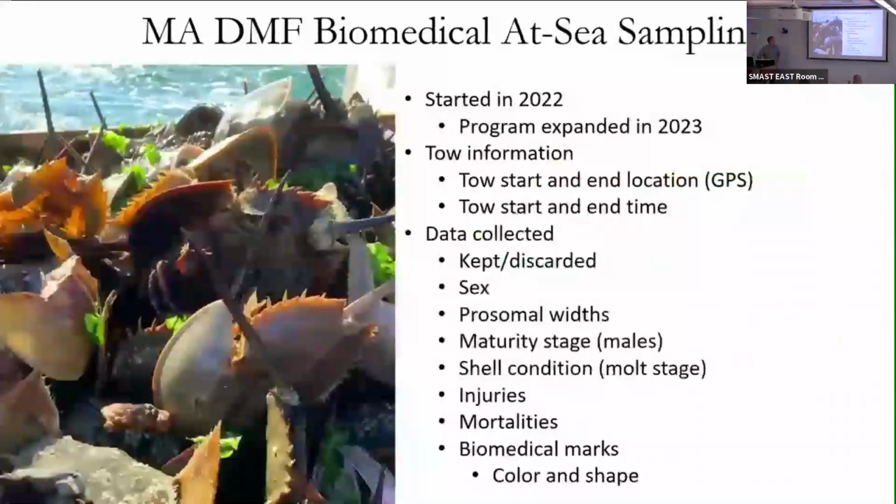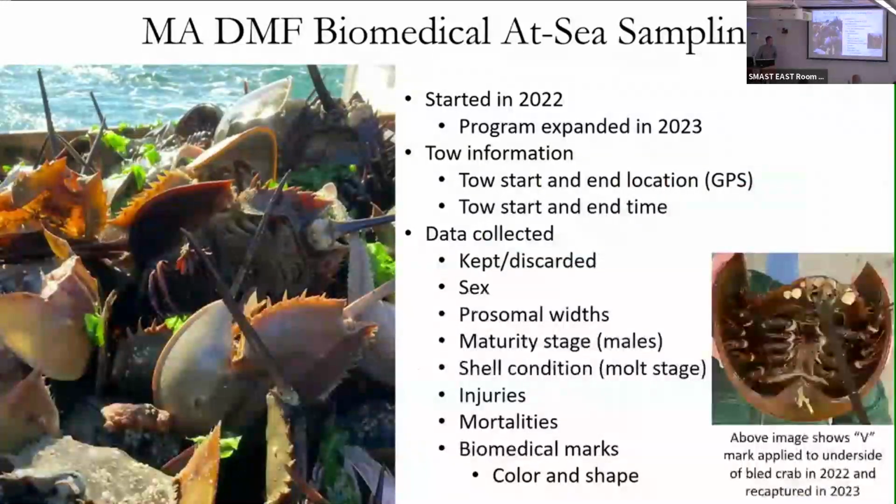So looking at our biomedical at-sea sampling that started in 2022, the program expanded in 2023. We take tow information: tow start and end location, tow start and end time. Data collected includes number kept and discarded by sex, prosomal widths, maturity stage, especially for males, to see if they're mature or not, and shell condition, meaning molt stage. We record injury severity, any mortalities. We also record biomedical marks.